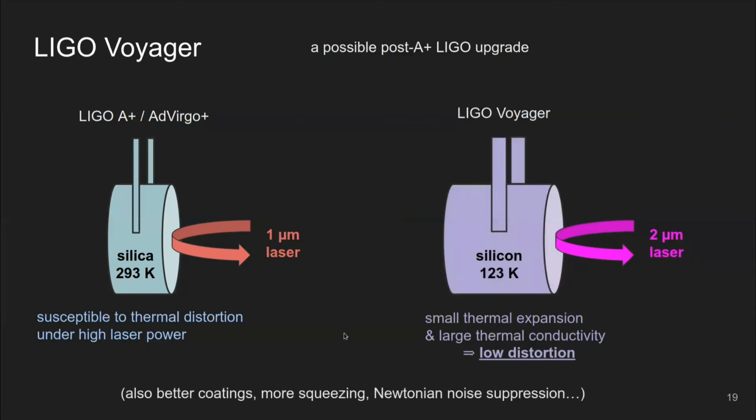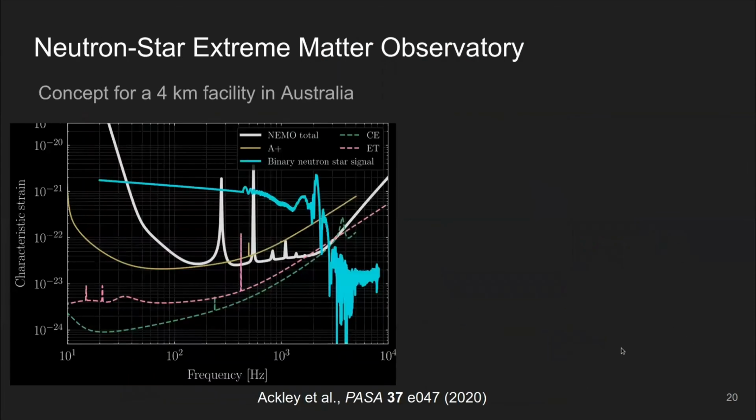I should say that's not the only improvement. We also intend to have better coatings, more squeezed light, Newtonian noise suppression. But that is a possibility for what the LIGO facilities intend to do in the 2030s. You might also ask, can we build new facilities? The answer is we can if we have money. That's always an ongoing quest.